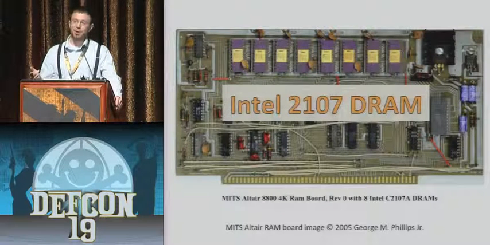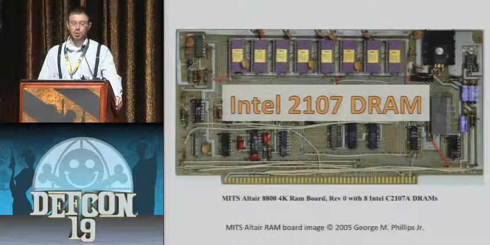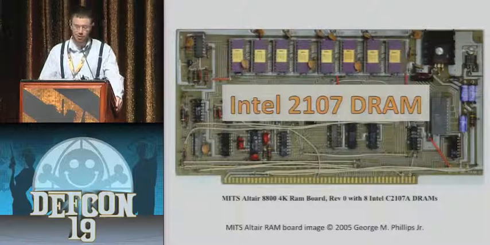The MITS Altair is actually a very famous computer. It ushered in the minicomputer revolution. Microsoft's first product was Altair BASIC. It helped launch the company. But we're not here to discuss that. What we're focused on is those purple chips at the top of this RAM board. Those are Intel 2107 series DRAM chips.